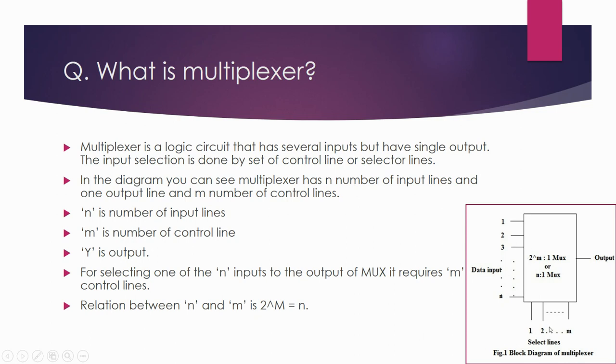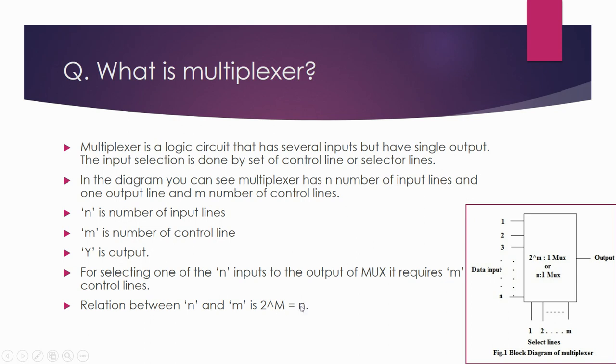Now, how do we find the number of select lines? For 2 is to 1, there is one select line. For 4 is to 1, two select lines are there. So how do I get that there should be one select line or two select lines? There is a formula, a relation between n and m. You can see here: 2 to the power m is equal to n.